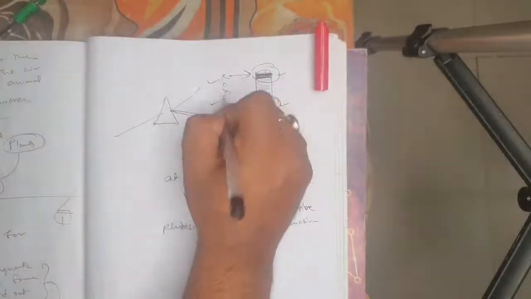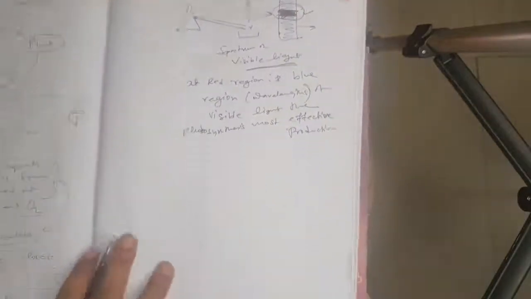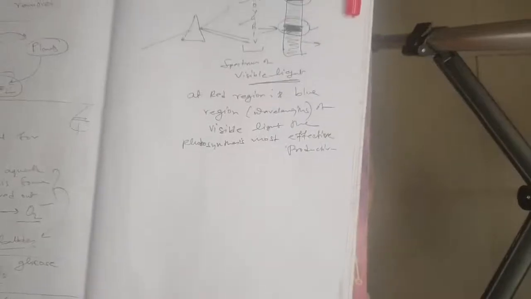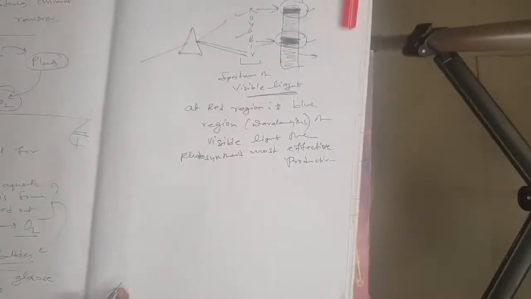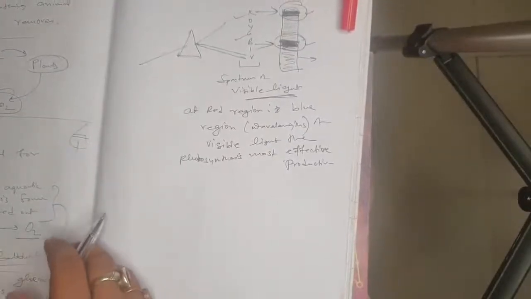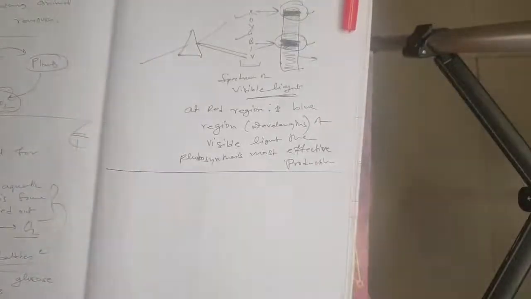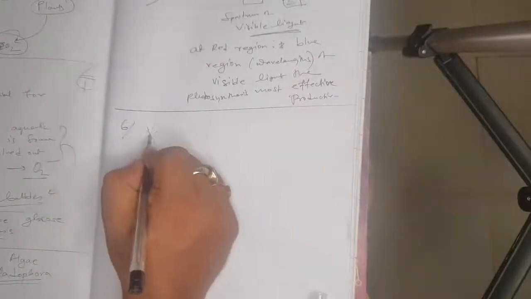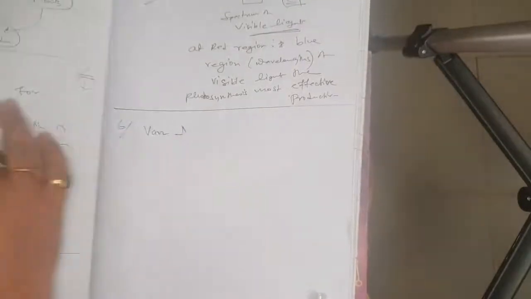So definitely the factor of wavelength came into existence right after the explanation of Engelmann. So Engelmann did a really good experiment, which was very important for us to understand. Now next is by Van Niel. The sixth experiment is by Van Niel.